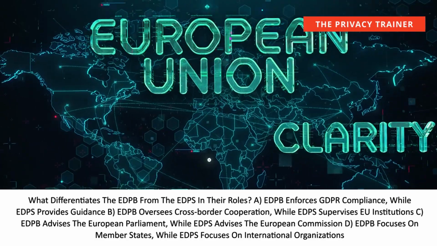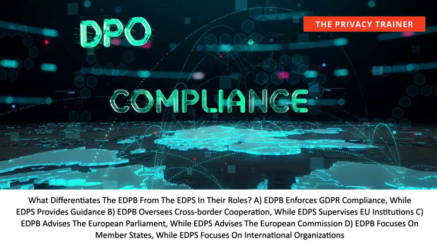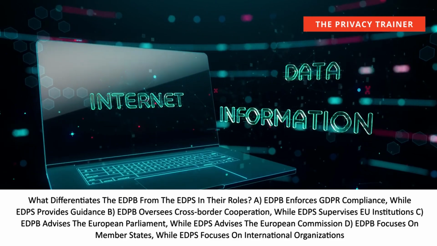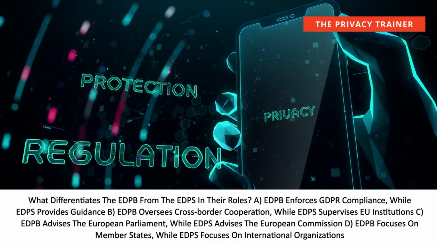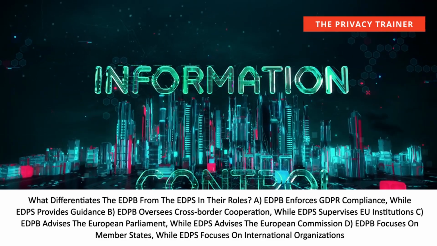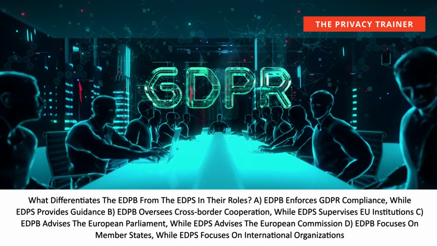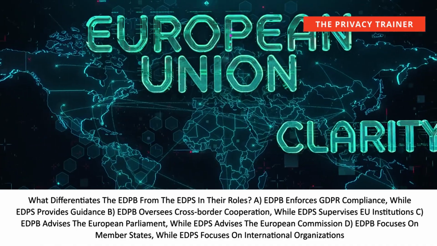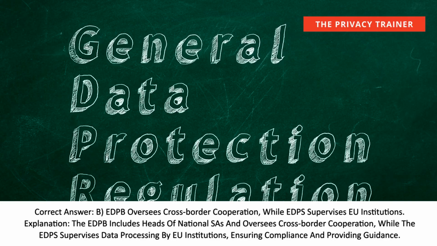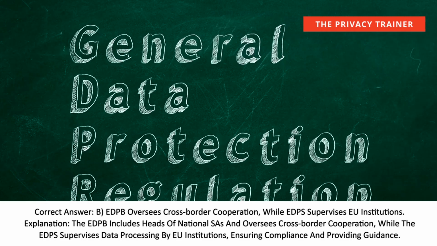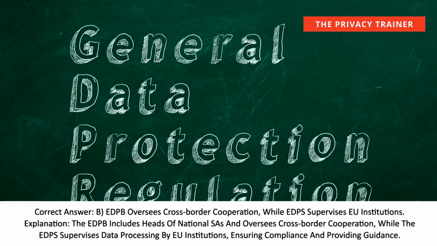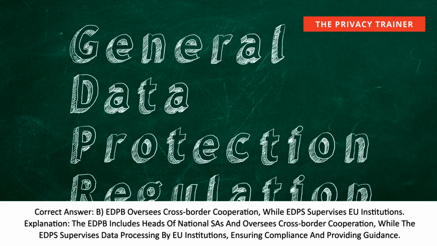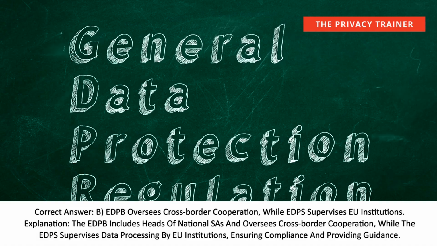What differentiates the EDPB from the EDPS in their roles? A. EDPB enforces GDPR compliance, while EDPS provides guidance. B. EDPB oversees cross-border cooperation, while EDPS supervises EU institutions. C. EDPB advises the European Parliament, while EDPS advises the European Commission. D. EDPB focuses on member states, while EDPS focuses on international organizations. Correct answer. B. EDPB oversees cross-border cooperation, while EDPS supervises EU institutions. Explanation. The EDPB includes heads of national SAs and oversees cross-border cooperation, while the EDPS supervises data processing by EU institutions, ensuring compliance and providing guidance.